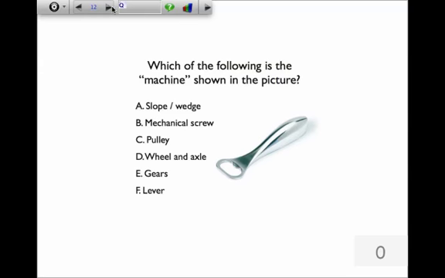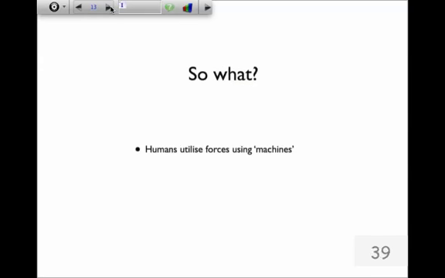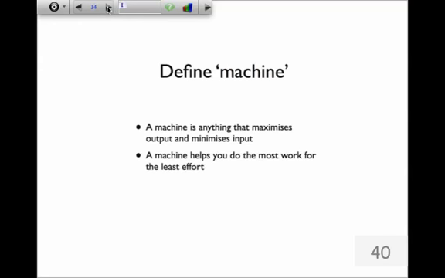Right, moving on. So what's the point of all of this? Humans utilize forces using machines, and all of those things that we had there are machines. And what is a machine? It's anything that maximizes the output and minimizes the input. Now, that sounds all very technical, so I put in another definition under that, my own one. It helps you do the most work for the least effort.